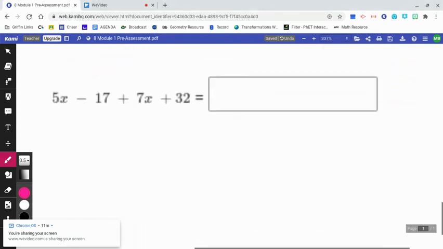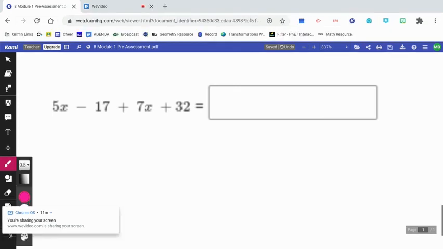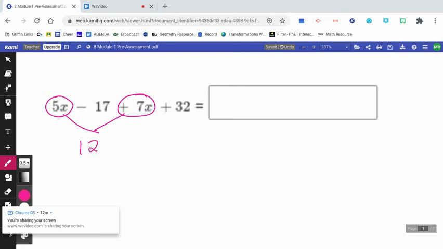Okay, last one. Again, we're doing our order of operations, but whenever we're combining like terms, we have some things that are just integers, and we have some things that have a variable attached to them. Combining like terms means they have to be like terms to combine them. So since there's no parentheses or exponents or multiplication or division, we know that we're starting with addition or subtraction. I'm going to start by simplifying my variables. Here I have a positive 5x, and here I have a positive 7x. So I can combine those. I know that 7 plus 5 is 12, so that's 12 x's, and then I'm just going to rewrite the rest, minus 17 plus 32, okay?